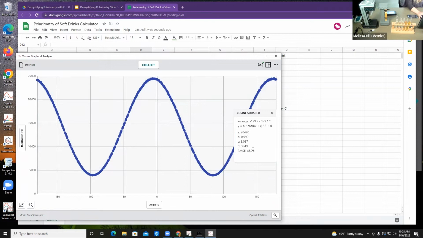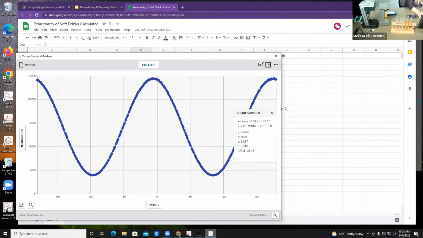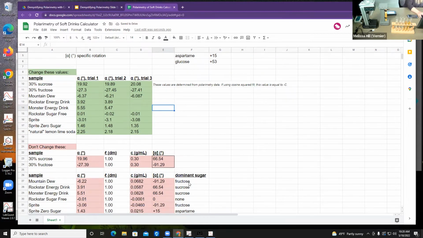It has a peak there at 6 degrees. So its observed optical rotation is minus 6. Oh, I forgot my last couple digits. Minus 6.08. Oh. There we go. And so I can guess that it's fructose.